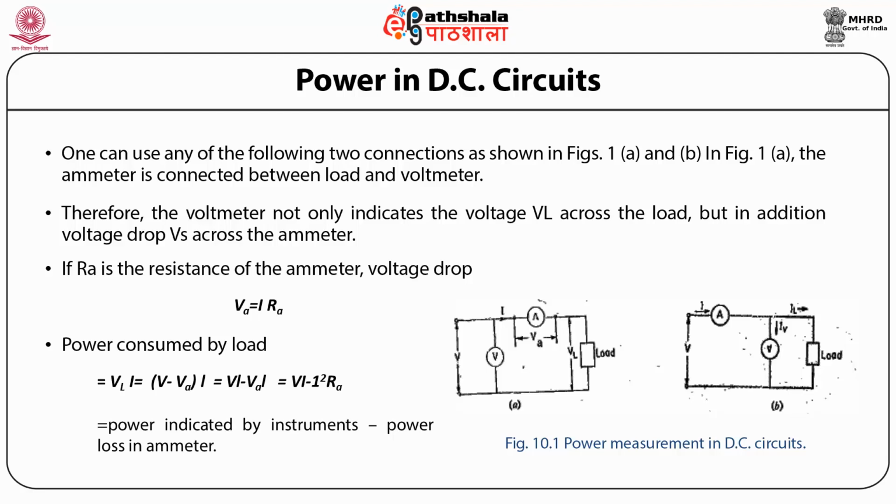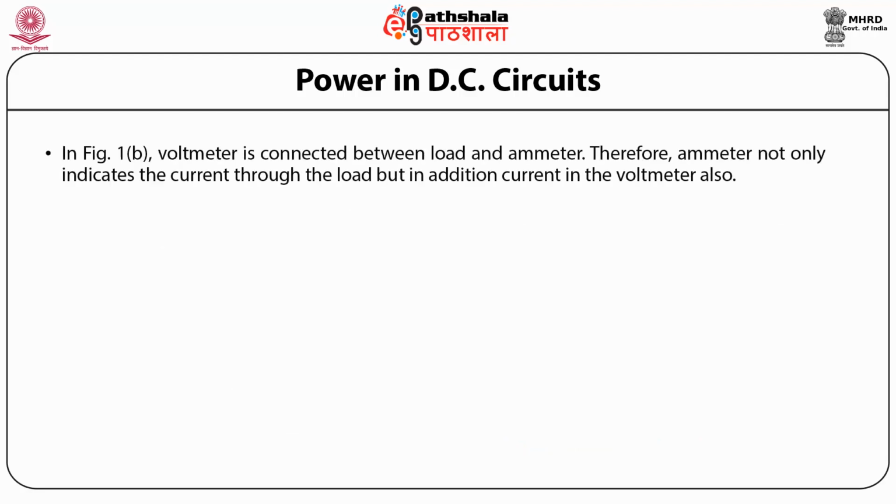In figure 1b, the voltmeter is connected between load and ammeter. Therefore, the ammeter not only indicates the current through the load, but in addition, the current in the voltmeter also. Current through the voltmeter IV is given by V by RV, where RV is the resistance of the voltmeter.